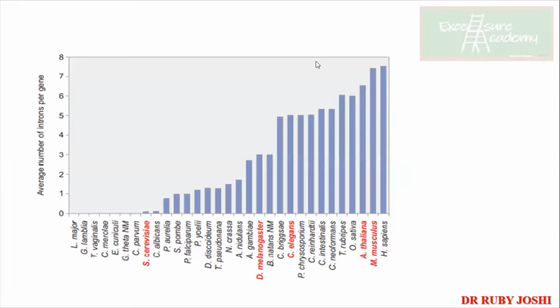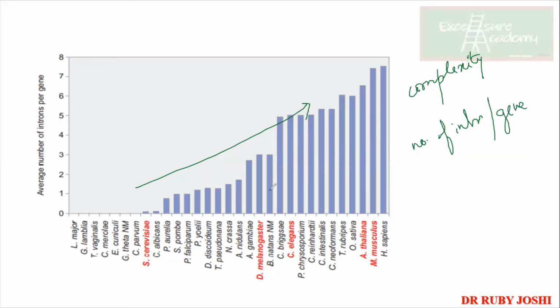Now, this is the graph which represents the average number of introns per gene. Here you can see that as the diversity or complexity of the organism increases, the number of introns per gene also increases. In the case of humans, this last one, Homo sapiens, you can see that it has the maximum number of introns per gene.